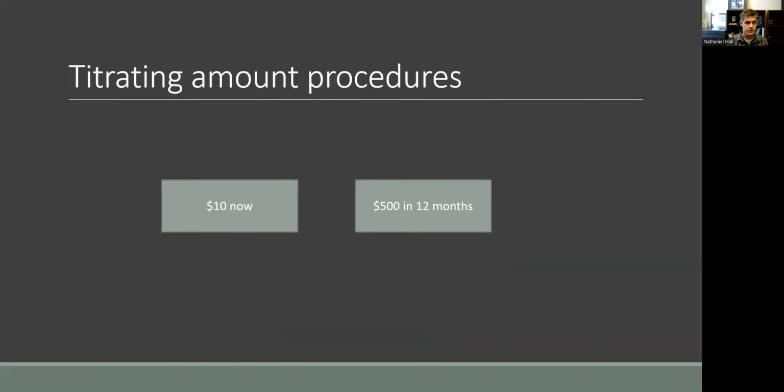So how do we assess this? We can do a titrating procedure where I could ask you, would you like $10 now? So I'll give you $10 immediately right now, or you could have $500 in 12 months from now.